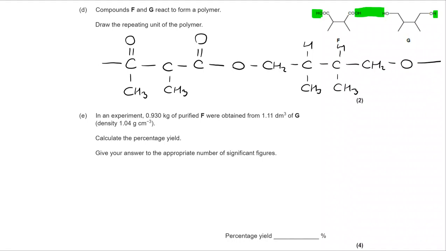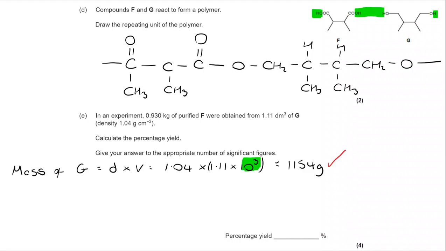And for part E, we have a little bit of a calculation now. In an experiment, 0.93 kilograms of purified F were obtained from 1.11 dm cubed of G, and its density is 1.04 grams per centimetre cubed. We want the percentage yield. So in the first instance, I'm going to work out the mass. Mass is density times volume. My density is 1.04 grams per centimetre cubed. I was given my volume in decimetres cubed, so I need to multiply that by 1,000 to get to centimetres cubed. And I get 1154 grams.